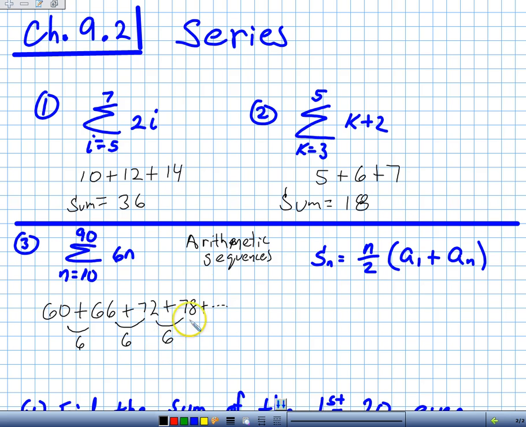So in this case, we are able to use this formula. All right, so let's do that calculation. Okay, so we will need to know n, which is how many numbers we're adding.